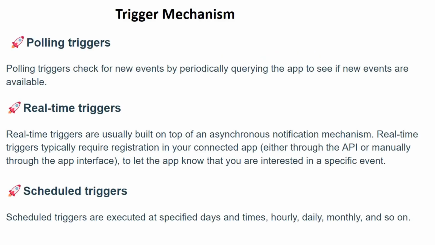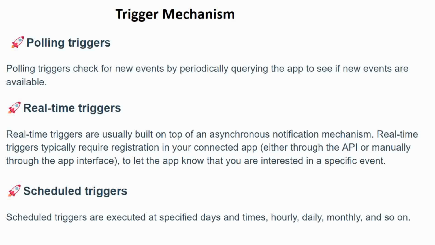Okay, so let's talk about today's session, that is trigger mechanisms. There are three types of triggers. The first is polling triggers, the second is real-time triggers, and the third is scheduled triggers. Let's talk about them one by one. Later on we can see these triggers in a practical way, how to use them, and how they actually help us solve business problems.